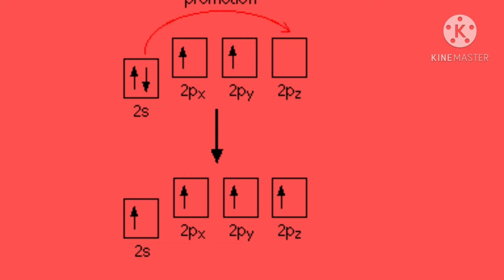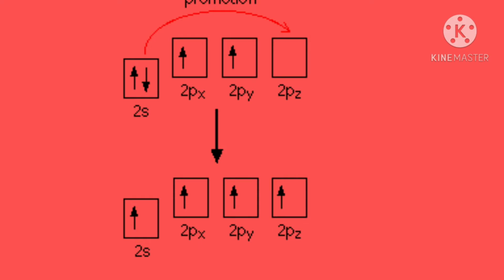That means in the ground state the electronic configuration of carbon is 1s2, 2s2 and 2p2. Whereas in the excited state, an electron of the carbon atom is shifted from the 2s orbital to the 2pz orbital. So it gets excited to promote an electron from the 2s to the empty 2pz to give 4 unpaired electrons. That means there are 4 half-filled orbitals, that is 2s, 2px, 2py and 2pz.